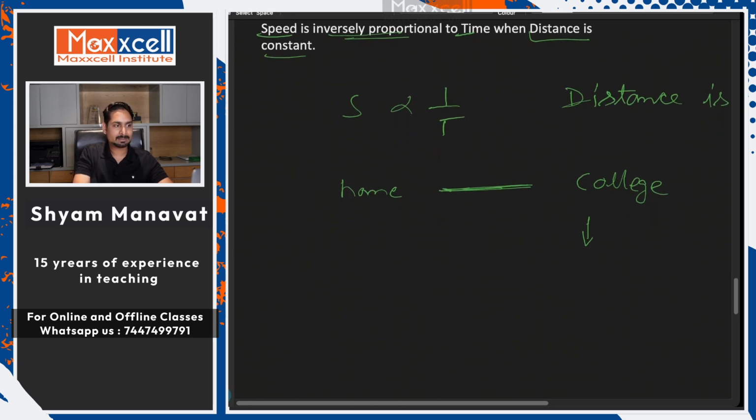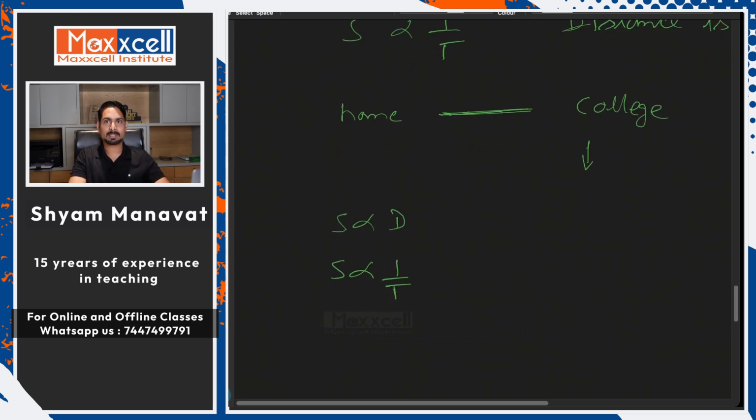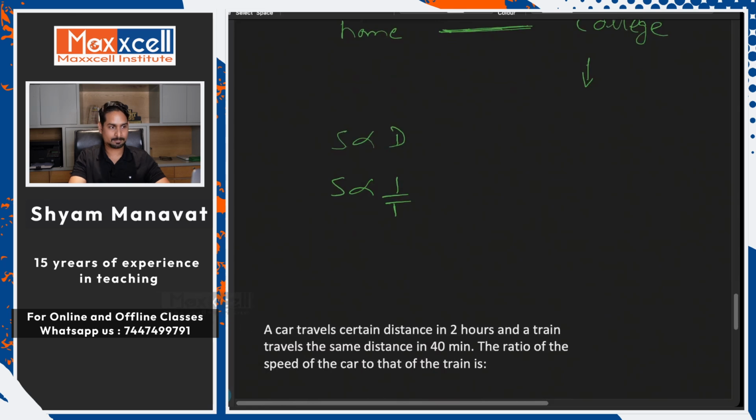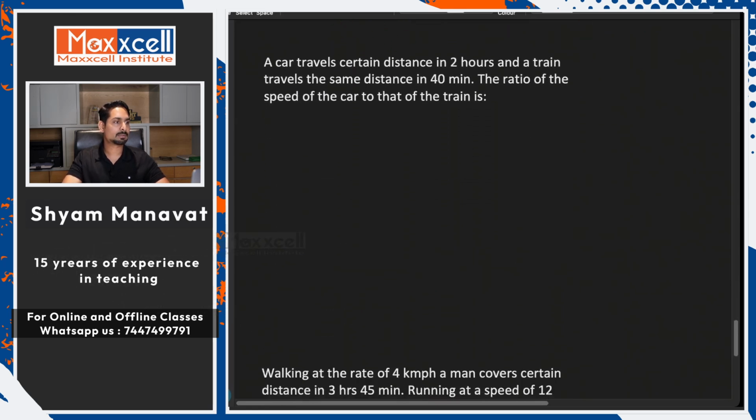Let's revise this. Speed and distance are directly proportional. Speed and time are inversely proportional. Speed and distance are directly proportional when the third element, which is time, is constant. Speed and time are inversely proportional when the third element, which is distance, is constant. Okay, great. I'm sure this is clear. Let's look at one question.